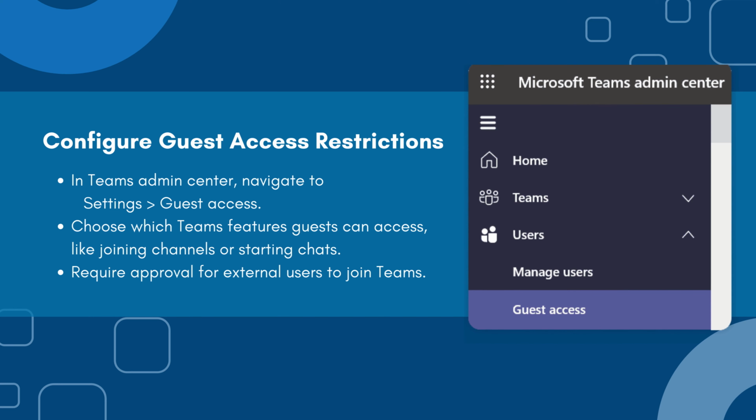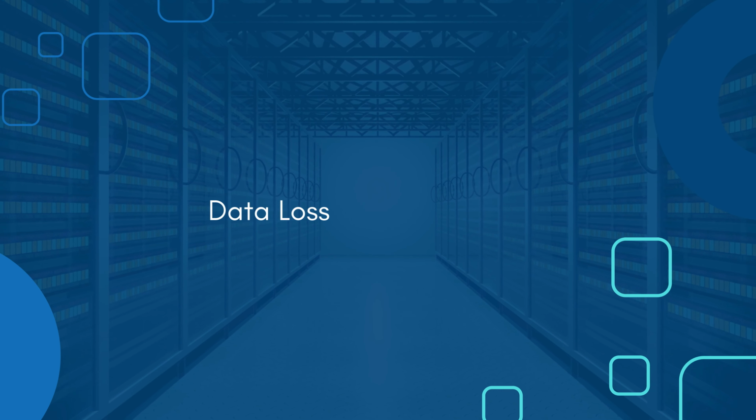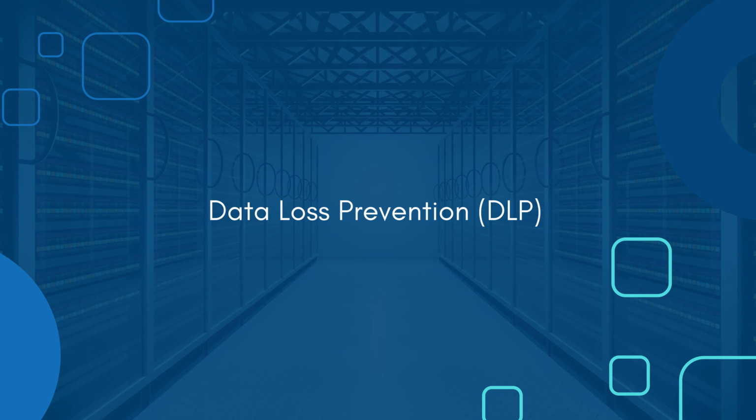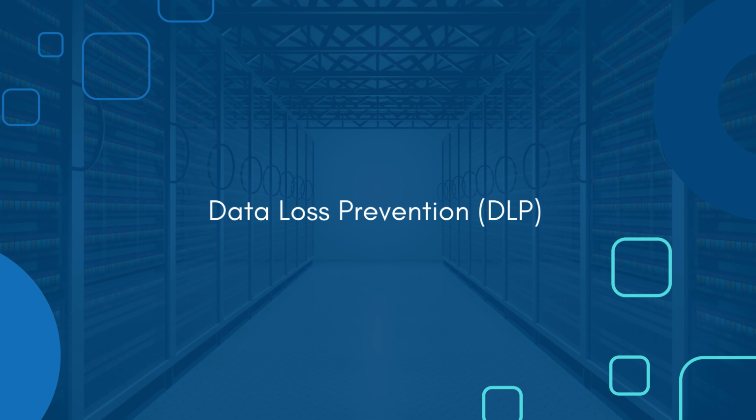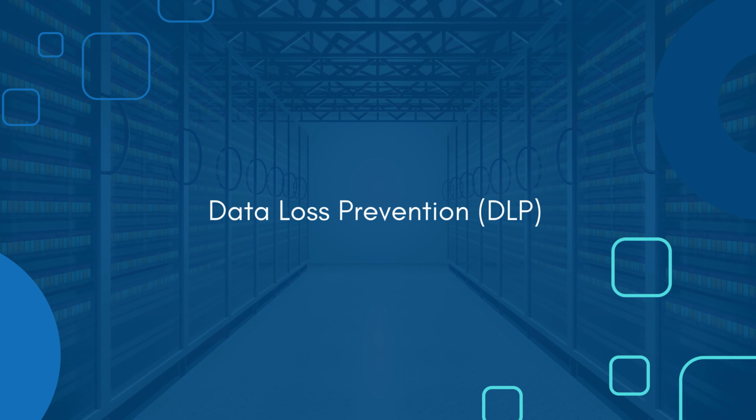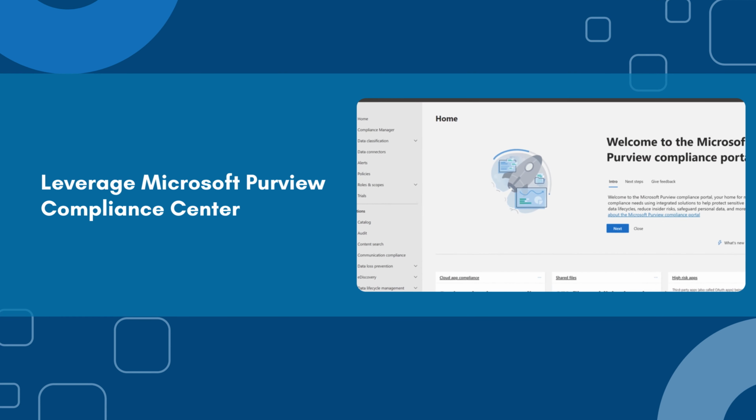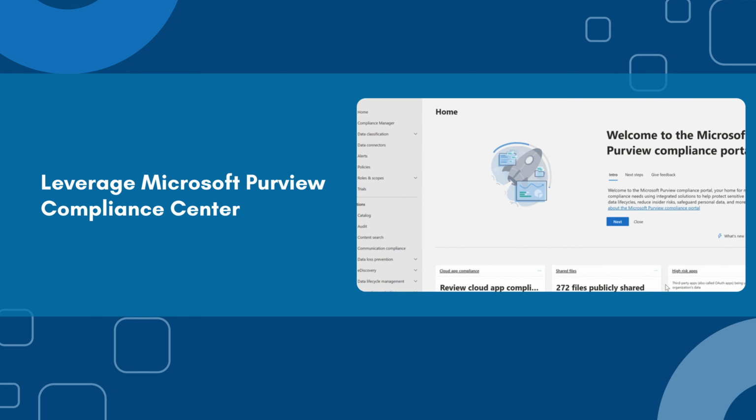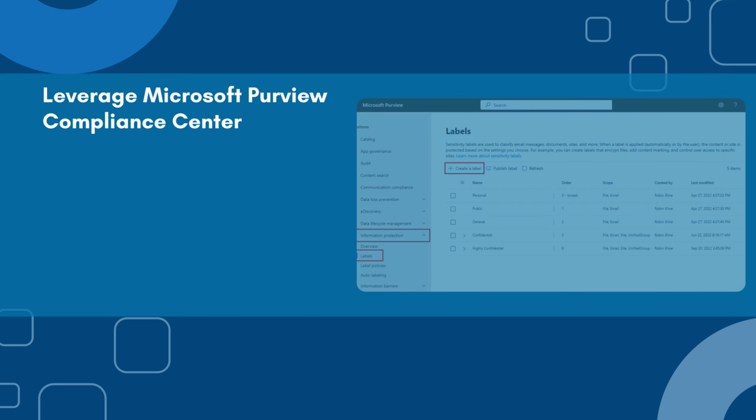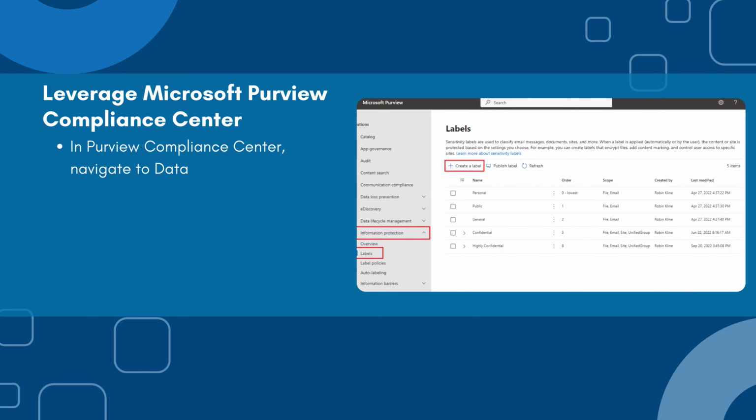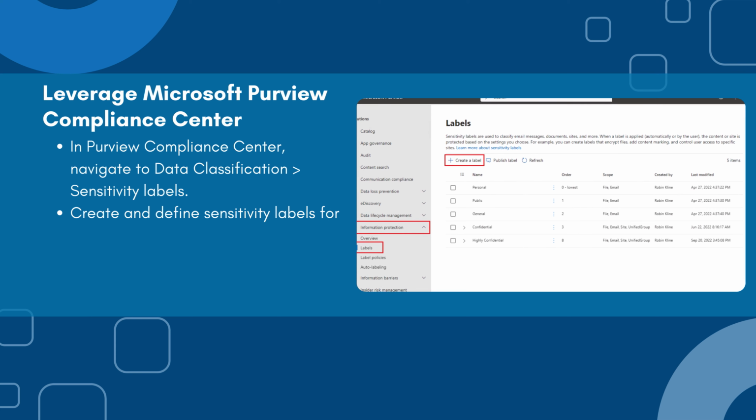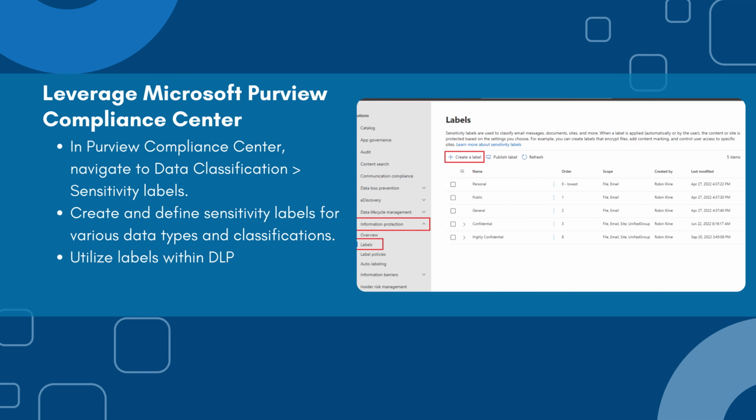Now let's safeguard sensitive information with data loss prevention. Define policies that prevent people from sharing sensitive information in Microsoft Teams channels or chat sessions. Leverage Microsoft Purview Compliance Center. Navigate to sensitivity labels in data classification. Create, define, and utilize DLP labels within DLP policies to identify, protect, and control sensitive information.